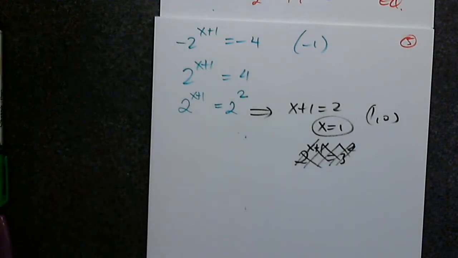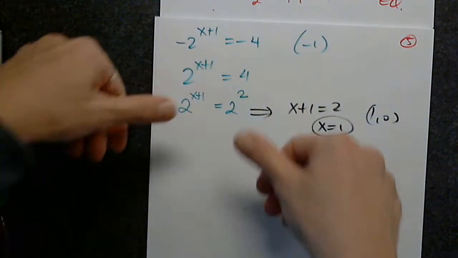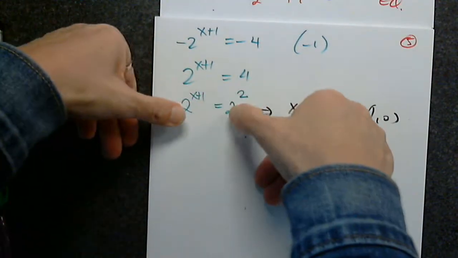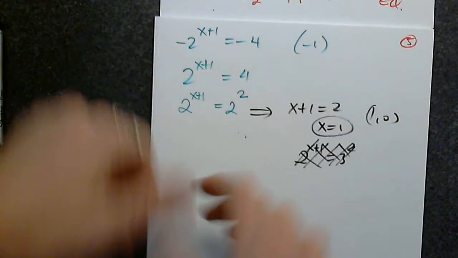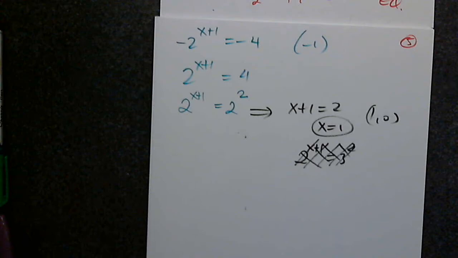Okay, any questions on this? If 2 numbers are equal and they have the same base, their exponents must be the same. If they don't have the same base, it's a totally different story, and you have to wait for section 4.4 when they don't have the same base. Any questions so far?